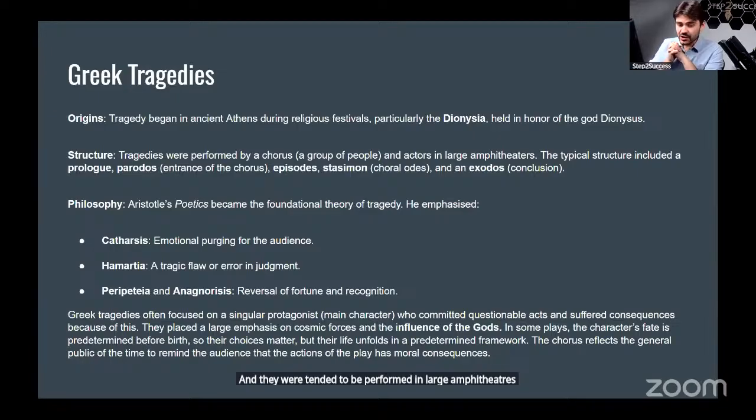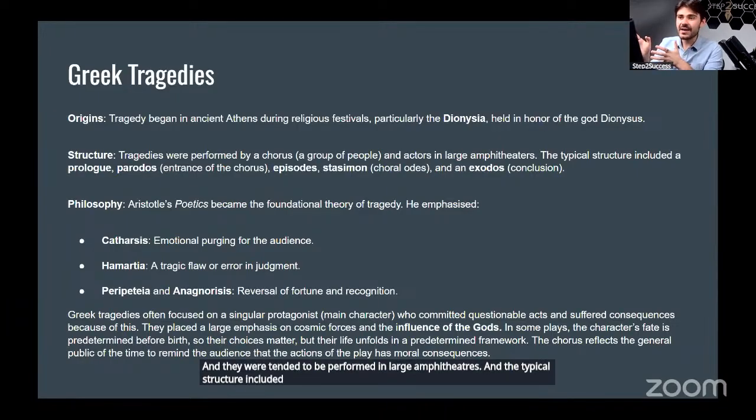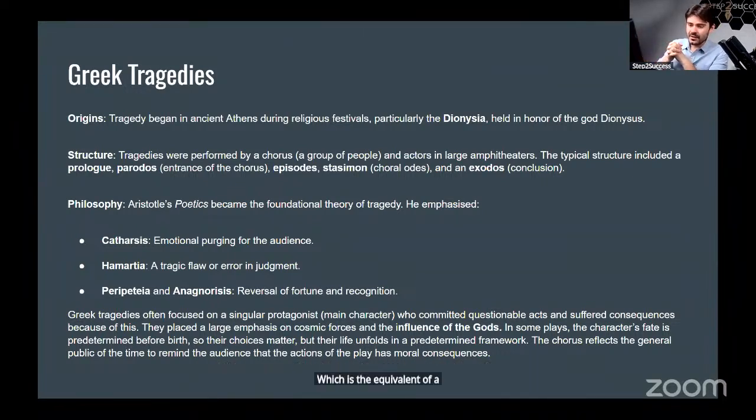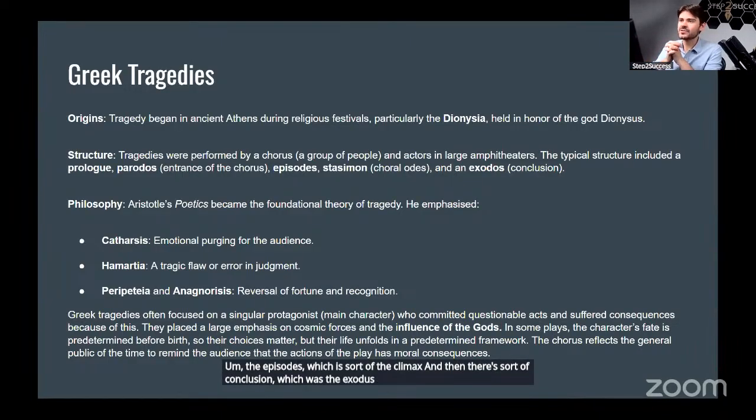And the typical structure included, very similar to today, a sort of exposition, which is the equivalent of a prologue, the rising action, which was the parados, the episodes, which is sort of the climax, and then the conclusion, which was the exodus. So very similar to today's modern arc, which we looked at a few weeks ago.